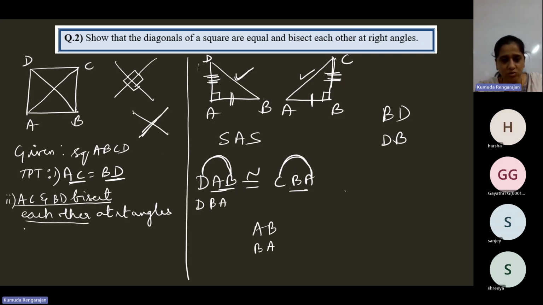So you have to prove that at this point the diagonals bisect each other at right angles. These are the two diagonals. They meet at right angles. So you need to prove that this angle is 90 degrees. Any one of the four angles, I have marked that. For this, you'll have to take up any two.